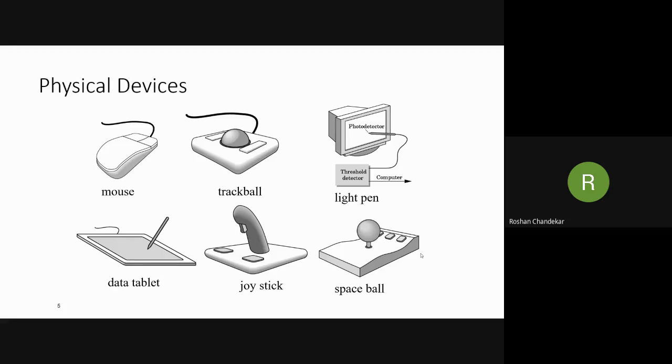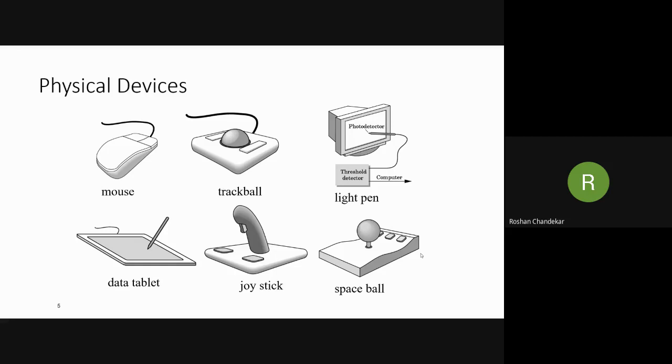Then there is the data tablet. Have you heard this word, tablet? In the tablet, we have a pen moving from left to right. That pen is used to select an object on a display device.